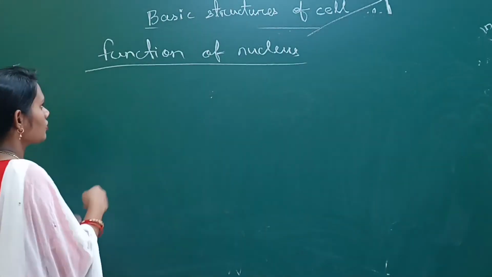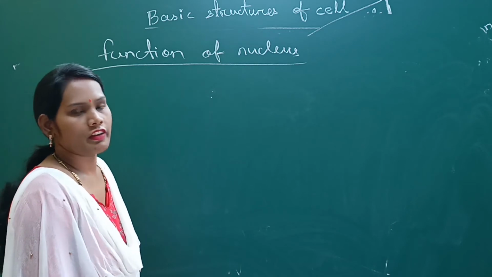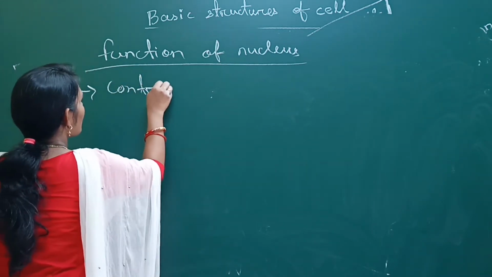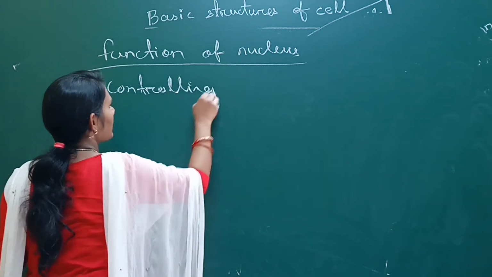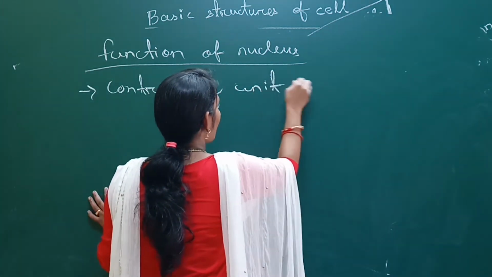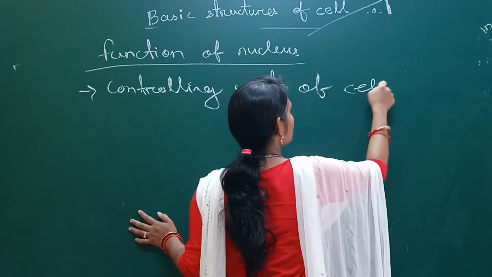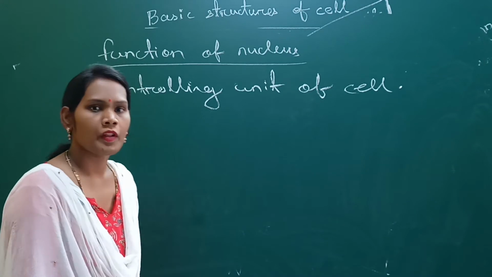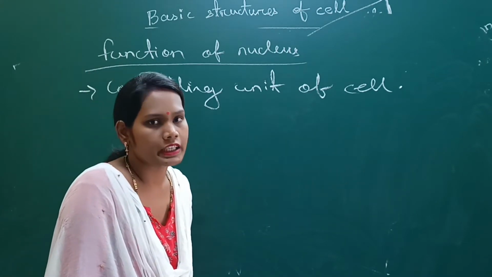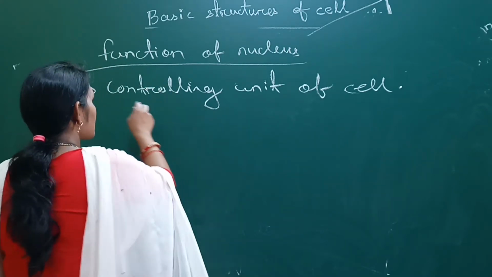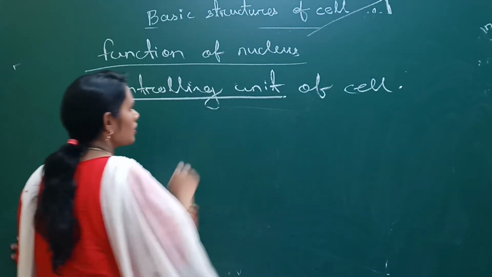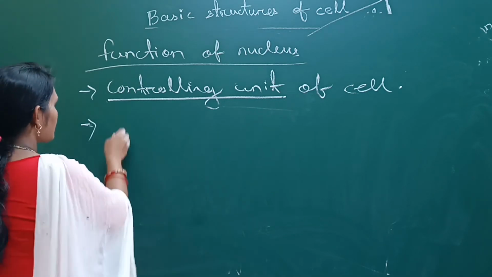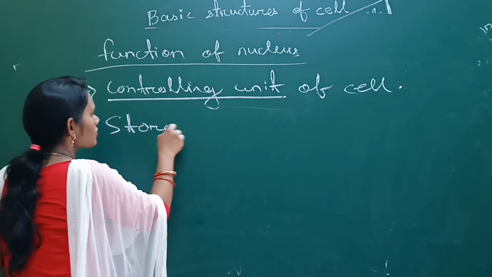Okay, so let's come to the function of a nucleus. The nucleus is called the controlling unit of the cell. Without a nucleus, a cell cannot survive or perform any metabolic activities. So the nucleus is called the controlling unit of the cell. Then, the nucleus is the storehouse of genes.